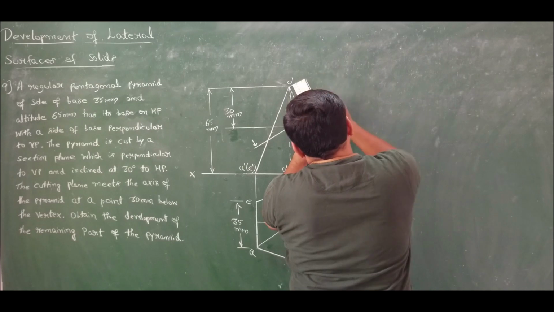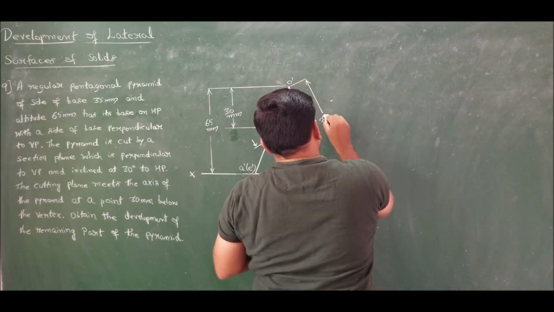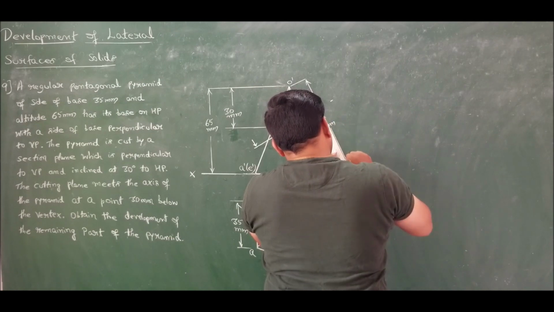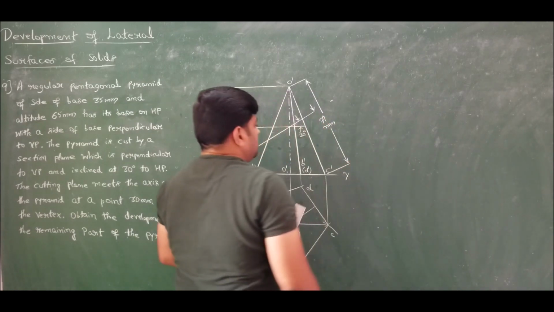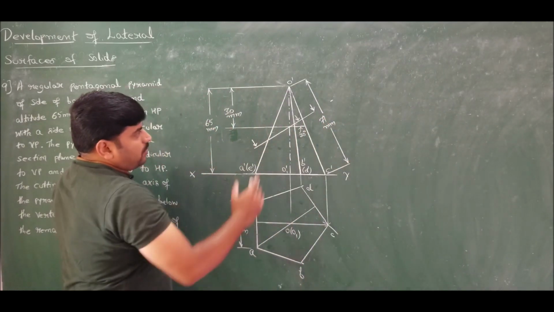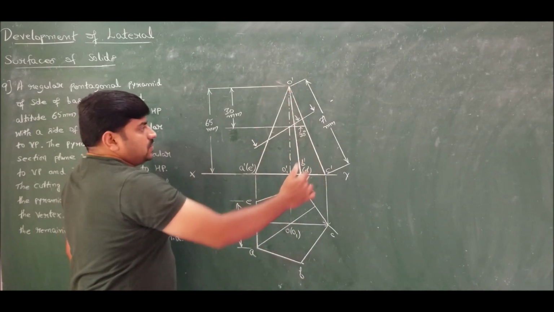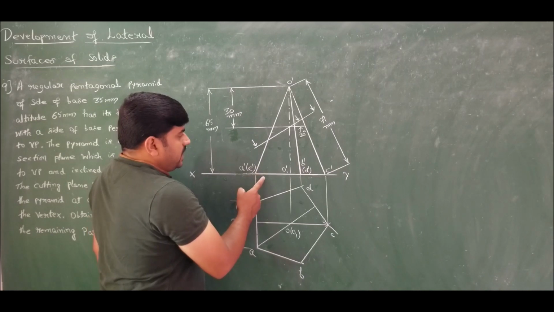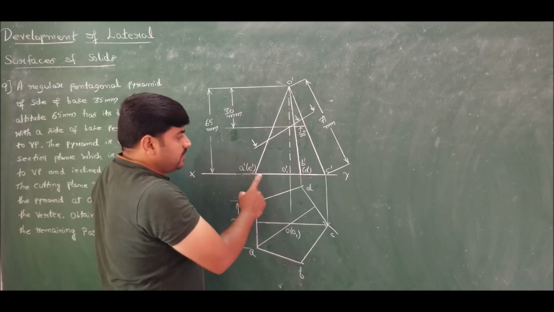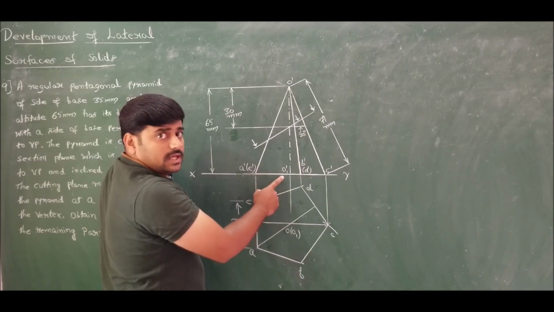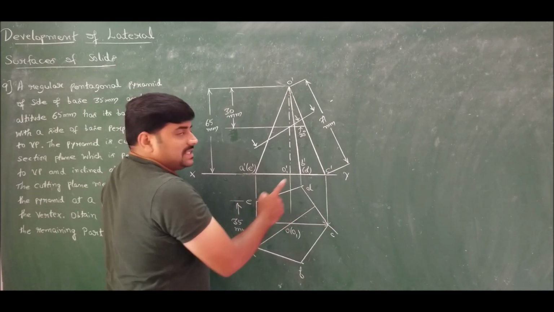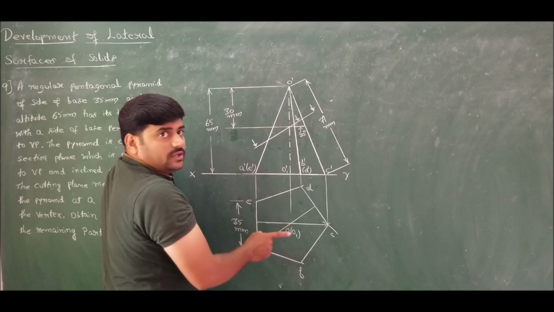So this dimension is 71 millimeters. Done. Now transfer all the points to this true slant edge. First, if you carefully observe, none of the base edges are affected. If any of the base edges are cut by the cutting plane, then I should measure the dimension from the top view. Since none of the base edges are cut by the cutting plane, no need to worry, just check for the slant edges.